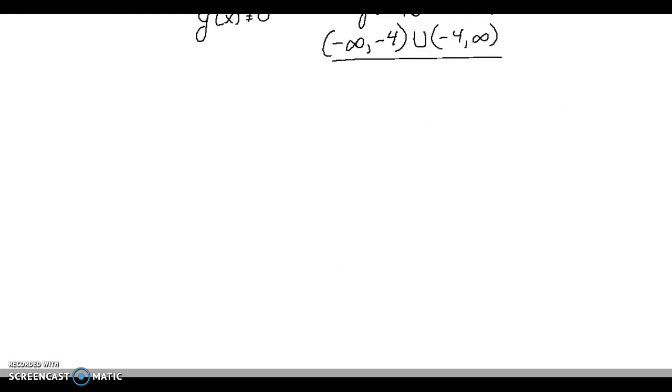Okay, let's try this again with two new functions. Now we're going to let f of x equal the square root of x and g of x equal x minus 19.